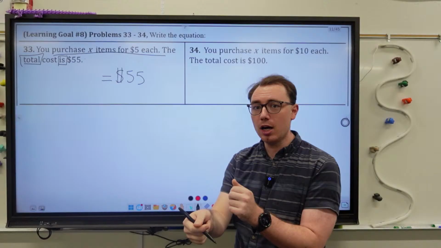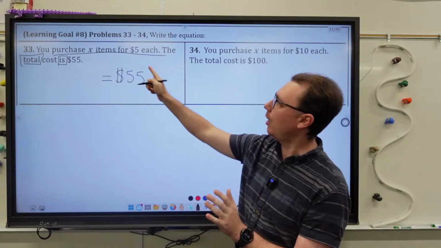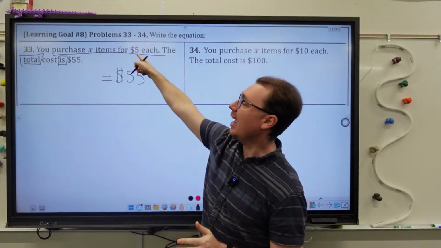So it's a multiplication aspect that we want to combine between this X and that $5 here. So we want to write it as 5x is equal to 55, where you purchase X items for $5 each. The total cost is $55. So moving on now to our learning goal number 9.